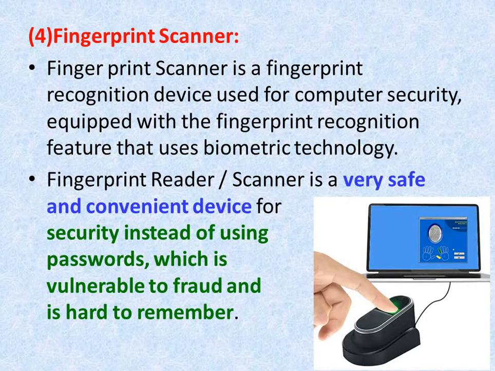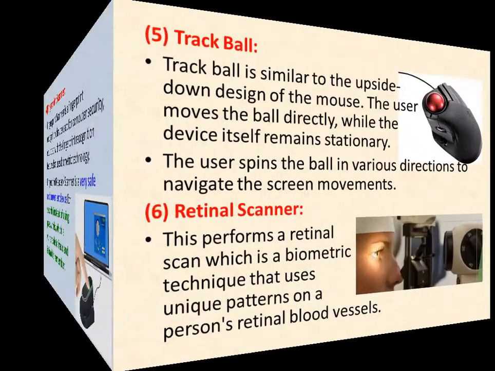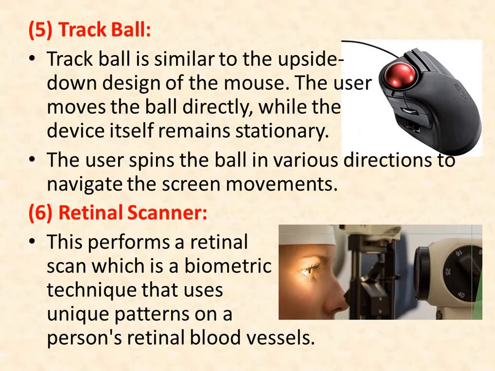The next device is a trackball. Trackball is similar to an upside down design of the mouse. The user moves the ball directly while the device itself remains stationary. Only the ball is moved, the device is there. The user spins the ball in various directions to navigate the screen movement. So by using the ball, it can navigate through the screen very easily.